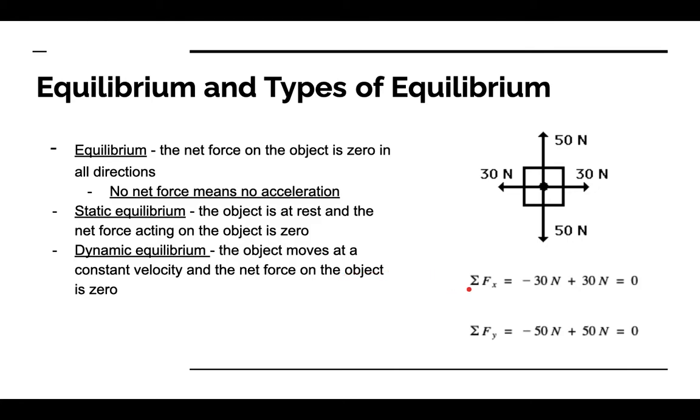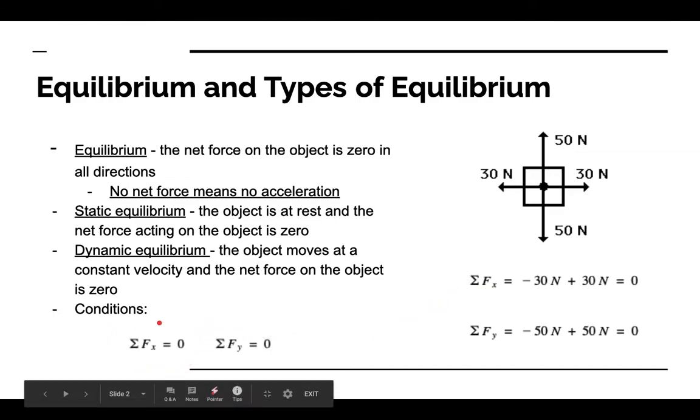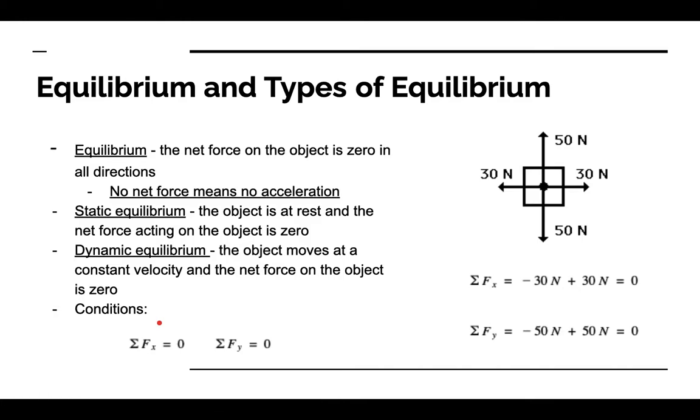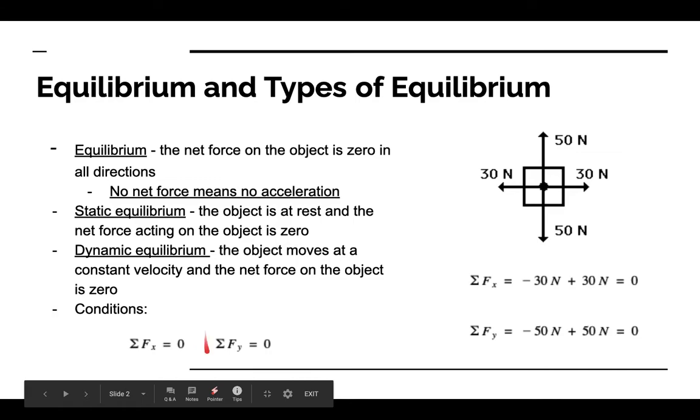Our conditions, as we just talked about, are that the net force in both directions, x and y, must be equal to 0. Remember again that we must treat the x and y directions separately. So we must check for 0 net force in the x direction and 0 net force in the y direction. If either one of these conditions is not met, say our net force in the y direction is 0, but our net force in the x direction is not, then our object is not in equilibrium.